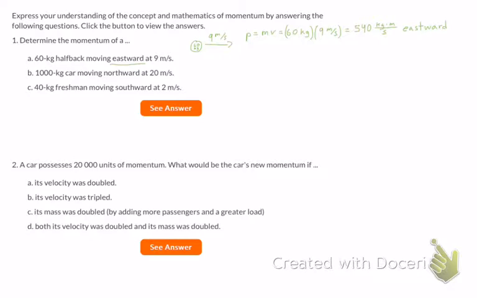A 1,000 kilogram car moving northward at 20 meters per second. Again, let's draw our figure. This is 1,000 kilos. So it's a big object. And this object is moving northward at 20 meters per second. So, northward, we'll draw our vector like this. And we'll say 20 meters per second. Alright, again, our equation is p equals m times v. We substitute the information in. We have a 1,000 kilogram object. How fast is it going? It's going 20 meters per second.